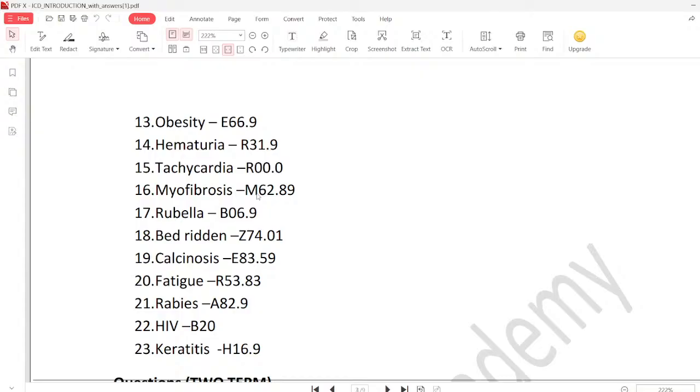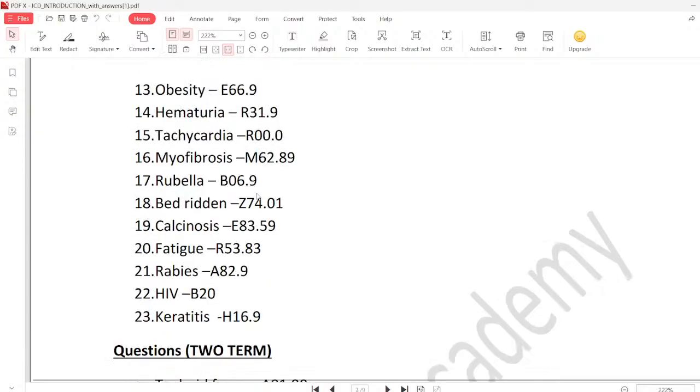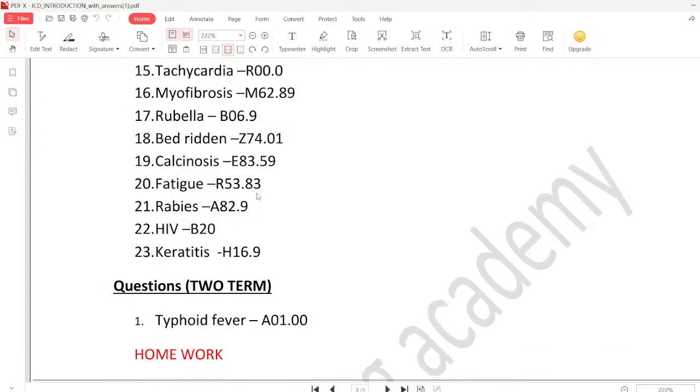And next is myofibrosis M62.89, rubella B06.9, bedridden Z74.01, calcinosis E83.59, fatigue R53.83, and rabies A82.9, HIV B20, keratitis H16.9. So these are the basic one-term codes, one-term diseases.